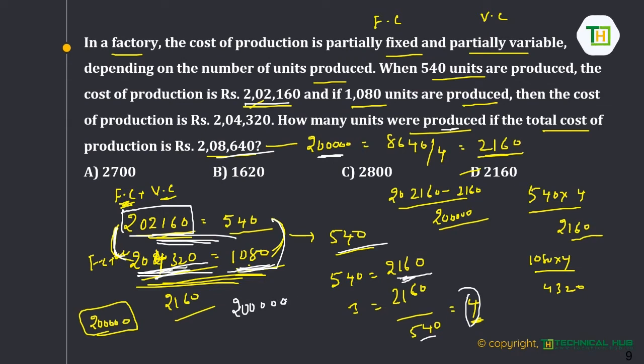So 2 lakhs are fixed charges, then the variable charges are how much here? 8640. So the unit charge is 4 rupees. For 8640, how many units are produced? 8640 divided by 4, then you will get 2160. So this is the best method for this type of questions. Actually, this is a proportion question. Okay.